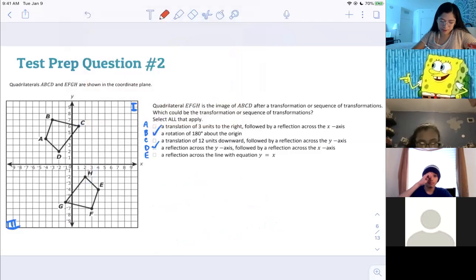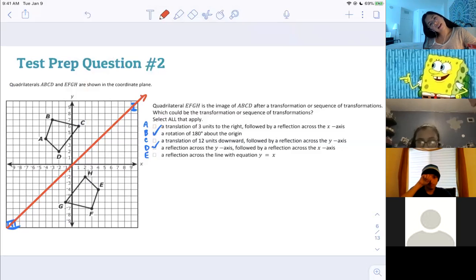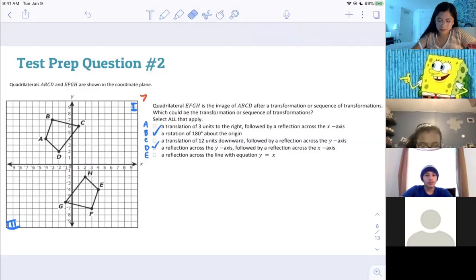Very, very quickly, I'm just going to show this one. This is answer choice E, a reflection across y equals x. Tilt your heads and check. If you folded it in half along that red line, would they match up? No. It would be slightly off. So that's how we know that one's incorrect as well.